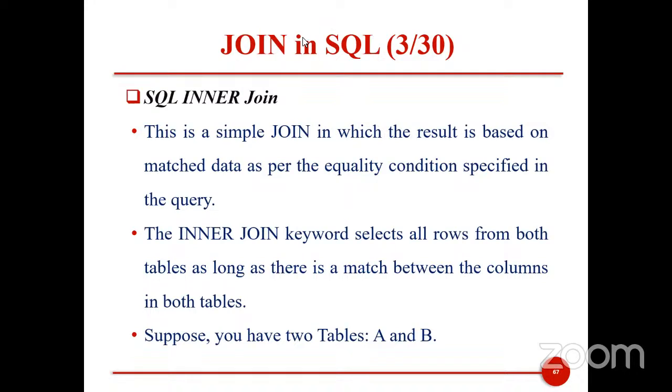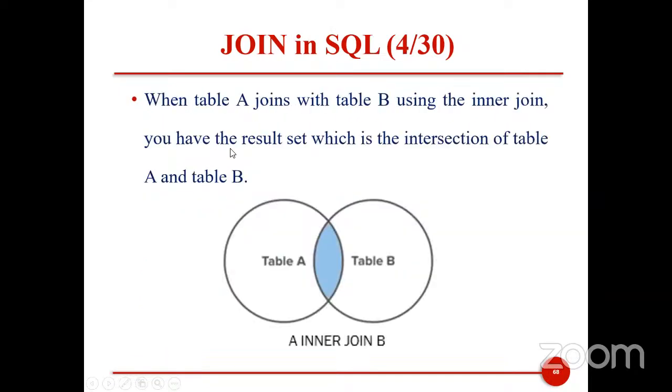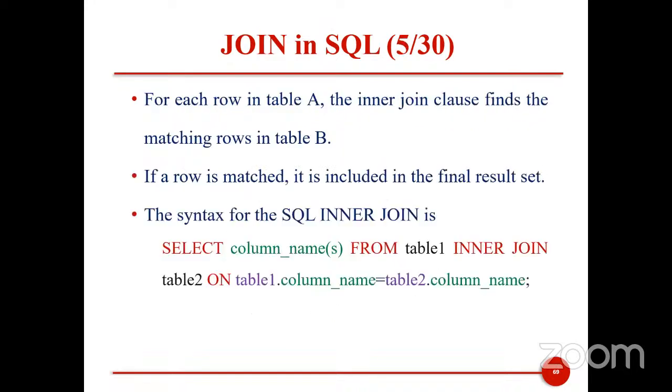Now, SQL inner join: a join in which the result is based on matching data as per the conditions specified in the query. The inner join keyword selects all the rows from both tables as long as there is a match between the columns in both tables. Suppose you have table A and table B. When table A joins with table B using the inner join, it will display what is in the intersection. You have the result set which is in the intersection of the tables.